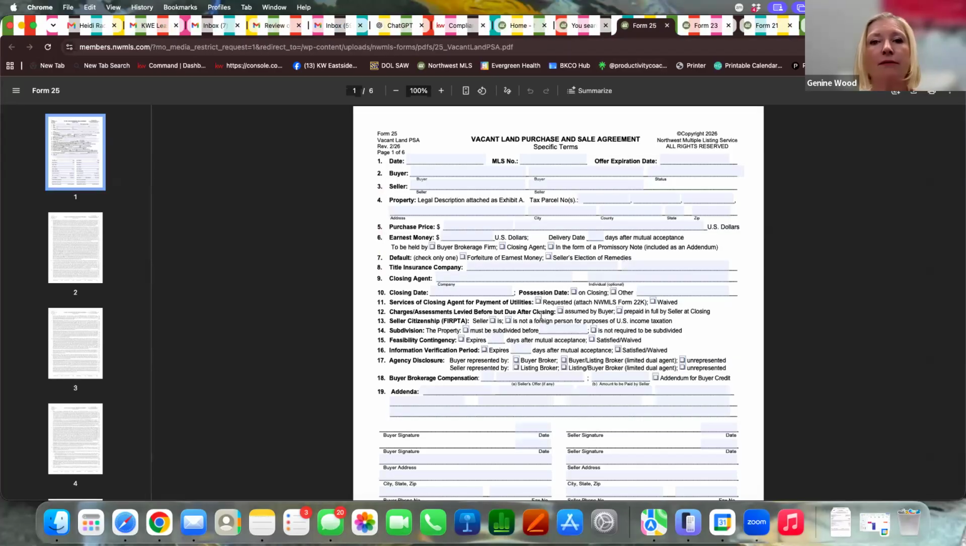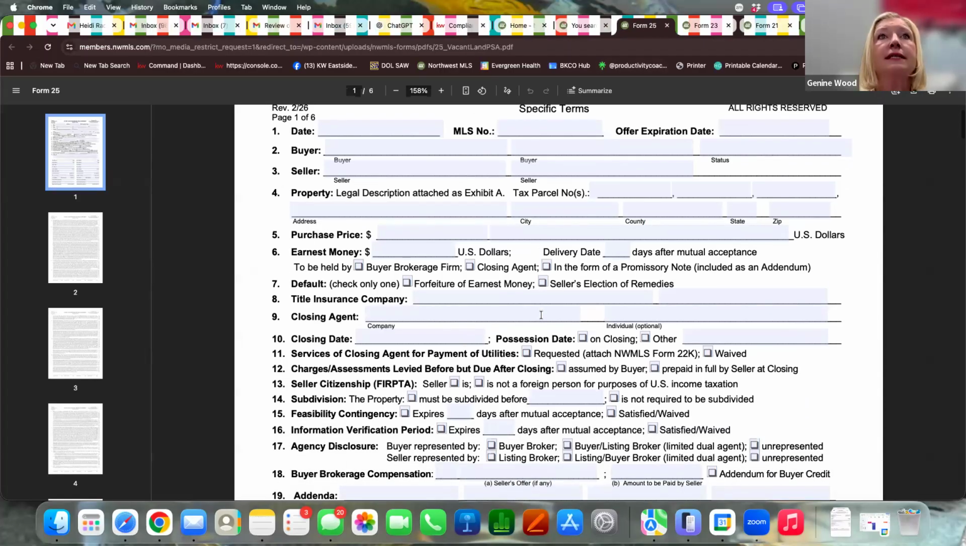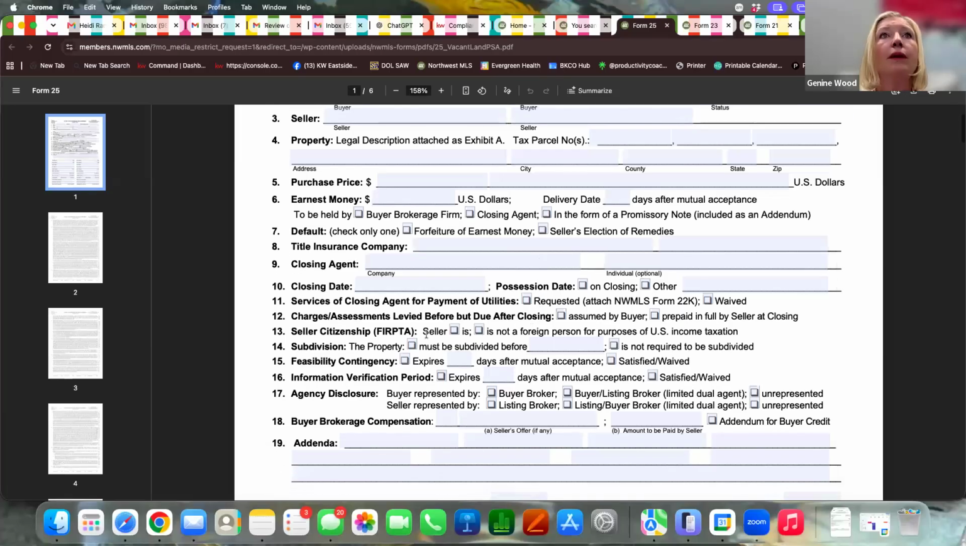25 is your vacant land purchase and sale agreement. Okay, so this is going to be vacant land, meaning there's no structure on it. If there's a structure, maybe it's a shed, you're still going to use vacant land. And vacant land has a separate Form 17 seller disclosure form. Differences here will be specific term 14 and 15, and then that changes line 17 to specific term 18.